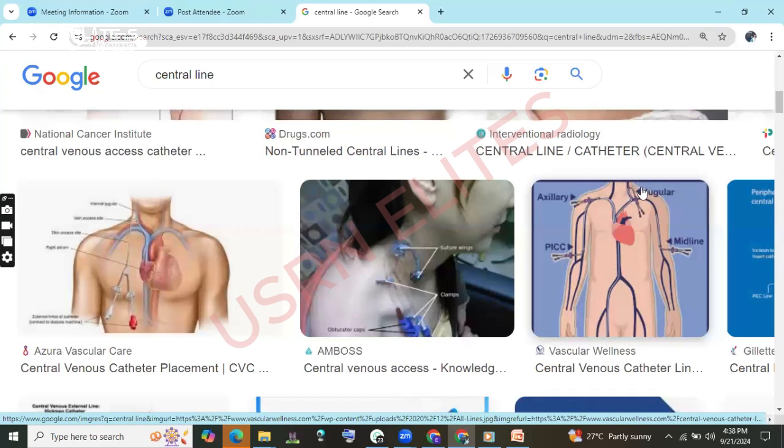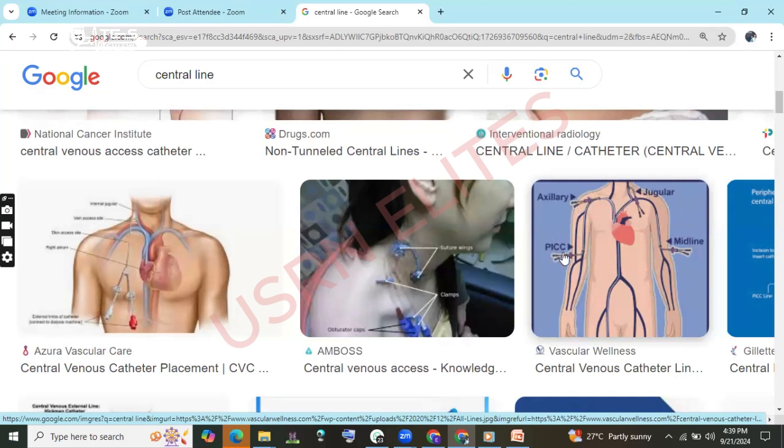When it is done on this vein, then it is an internal jugular central venous catheter. If it's subclavian, your clavicle, your collarbone, this major vein lies just beneath your clavicle. So that is why it is called a subclavian central venous catheter.